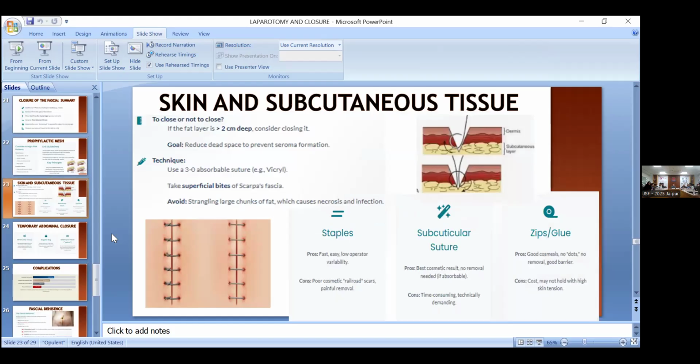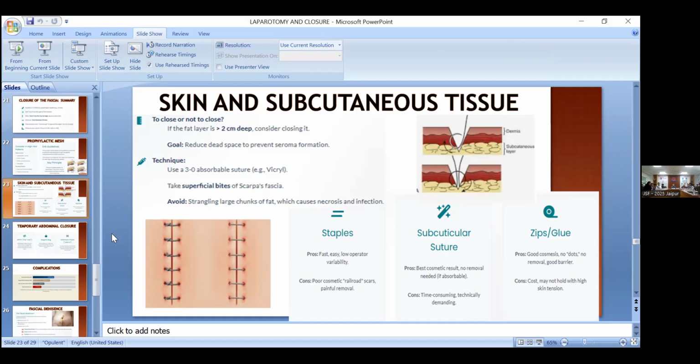Subcutaneous tissue should only be closed if you feel that the fat layer is too deep, that is more than 2 centimeters deep. Otherwise, we can avoid closure of the subcutaneous tissue. The main aim is to reduce the dead space to prevent seroma formation. Subcutaneous tissue is generally closed with absorbable Vicryl sutures. Avoid strangulating too much on the fat because that can cause necrosis and infection.